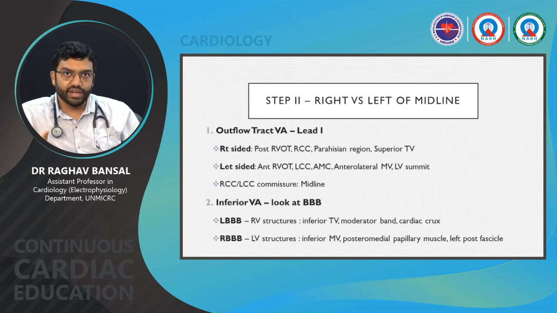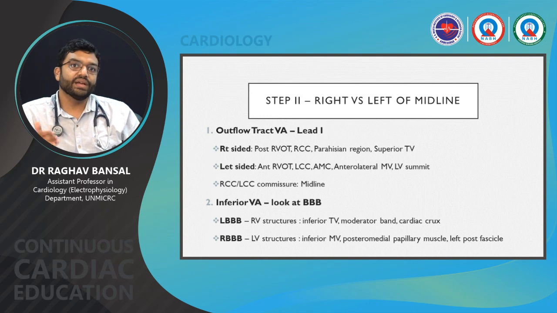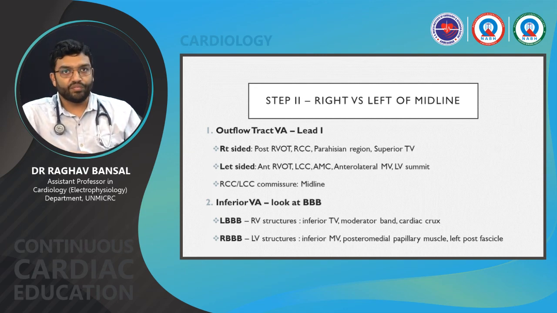These structures we have again discussed: the posterior RVOT, the RCC, the parahisian region, and the superior tricuspid annulus. While if lead 1 is negative, the structure is left sided, and it suggests the superior left-sided quadrant structures. If the structure is midline, which is the RCC-LCC commissure, we can have a biphasic or an equiphasic deflection in lead 1. For the inferior VA, we have to look at the bundle branch block pattern.